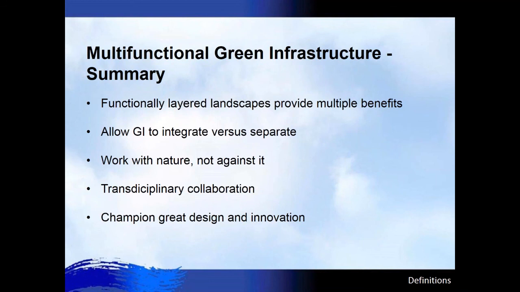So just as a summary from the multifunctional green infrastructure things that we talked about, functionally layered landscapes provide multiple benefits. Those benefits often affect several stakeholders. Number two, allow green infrastructure to integrate versus separate. We talked about how single-functioning gray infrastructure separates. So keep integration in mind. Also work with nature, not against it. Green infrastructure is about mimicking natural processes and following the cues from the natural systems that we have.